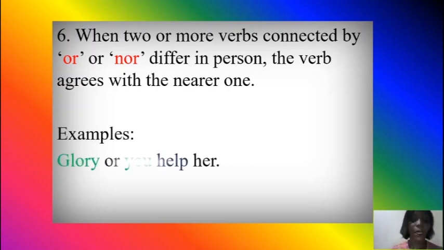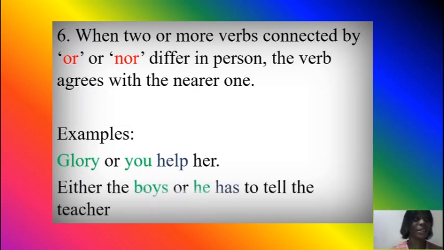We have glory or you, help her. Now, glory is singular. You, remember, is a second person pronoun, and it goes for both singular and plural. You is singular, you is plural. Whenever you use you, irrespective of whether it is a singular you or the plural you, the verb that it must take on must be a plural verb. So we have here, glory or you help her, because you must always take on a plural verb.